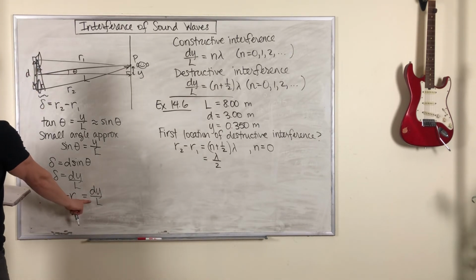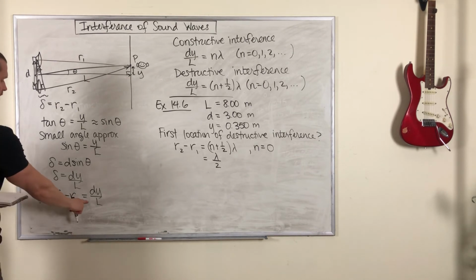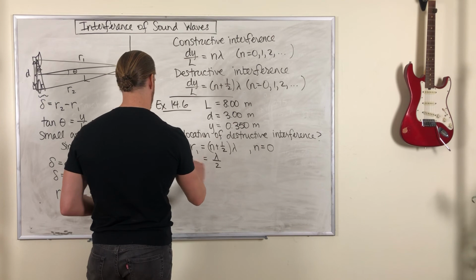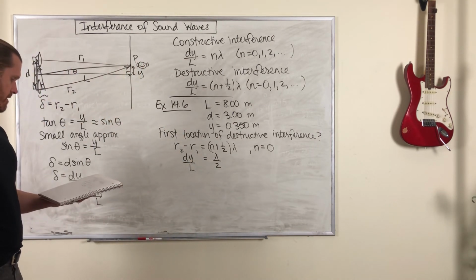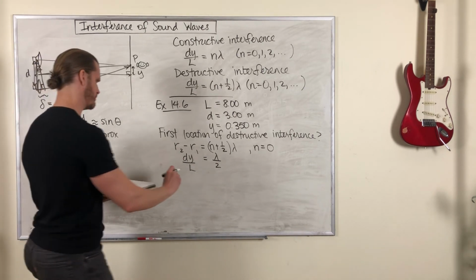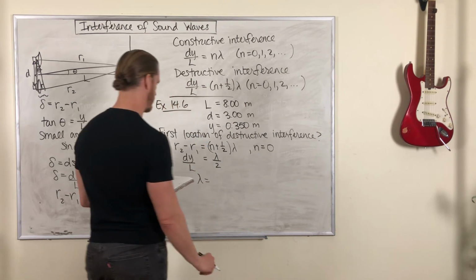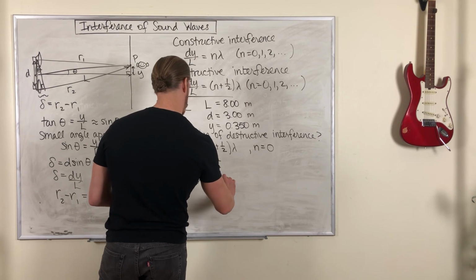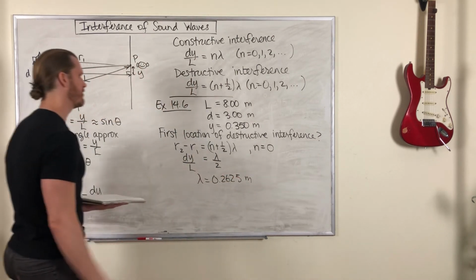And with all this fancy geometry, we derived that this path length difference is Dy over L, and we can solve that for lambda. Putting in the numbers, you get 0.2625 meters.